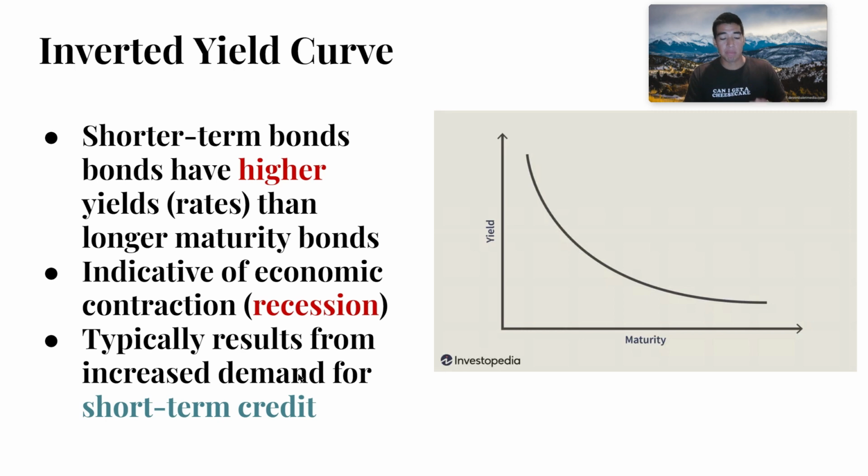And it typically results from increased demand for short-term credit. And the way that I want to think about this is that in times of economic contraction or recession, a lot of people may be struggling to make ends meet. So they'll turn to credit cards or other short-term credit to help them get by, pay bills, whatever it may be. And if that's their only option, then they're more willing to pay a higher rate on those cards or whatever loans they need. So that's one reason as to why this happens.